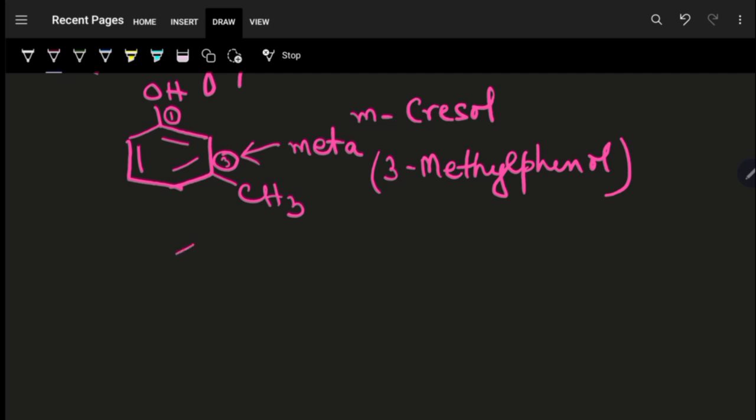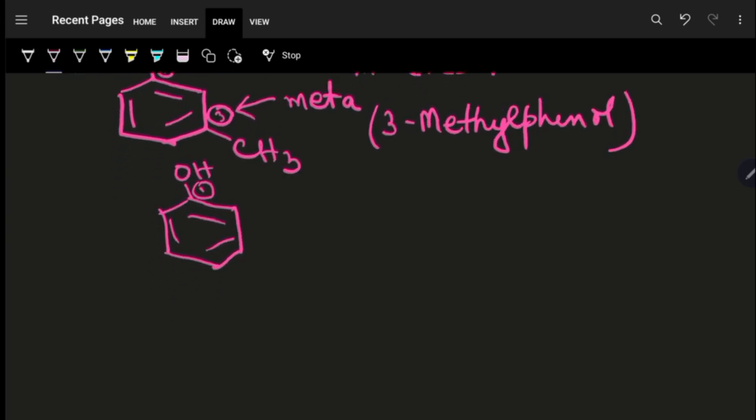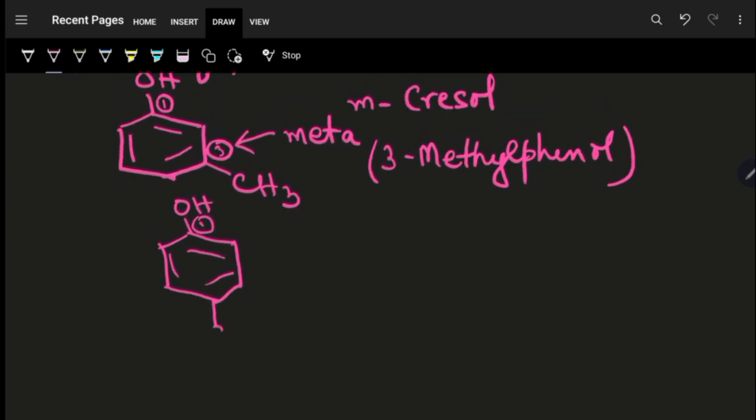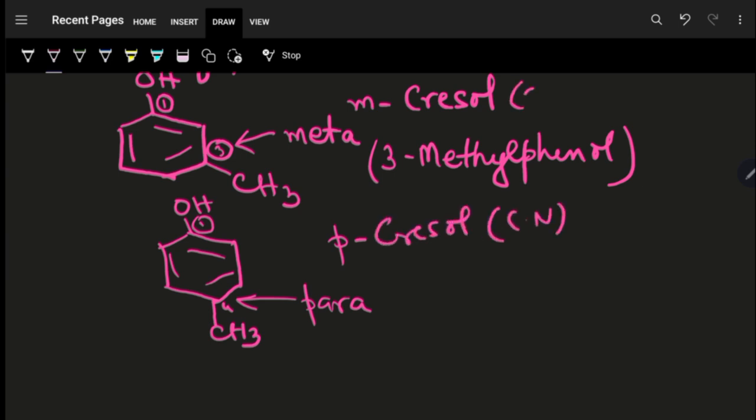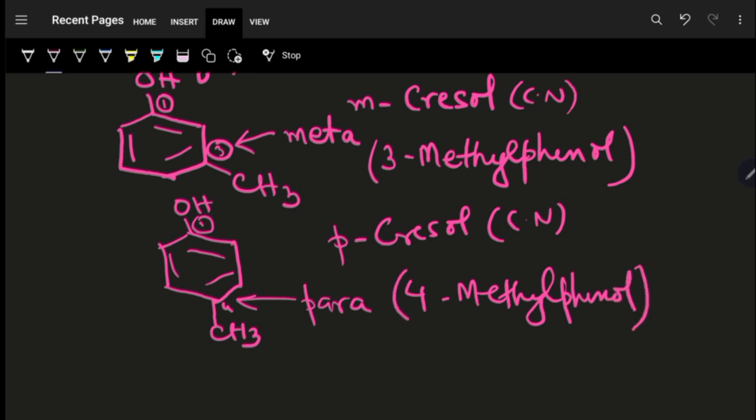So what will be p-cresol? Do it yourself before I complete. p-cresol: OH at position 1, and the para position is this, where there is CH3. So this is your para position and the common name is p-cresol. It's the common name for the compound, and the IUPAC name will be 4-methyl phenol.